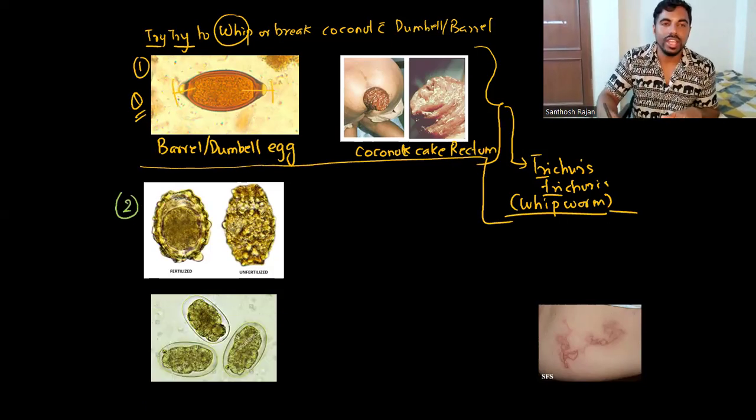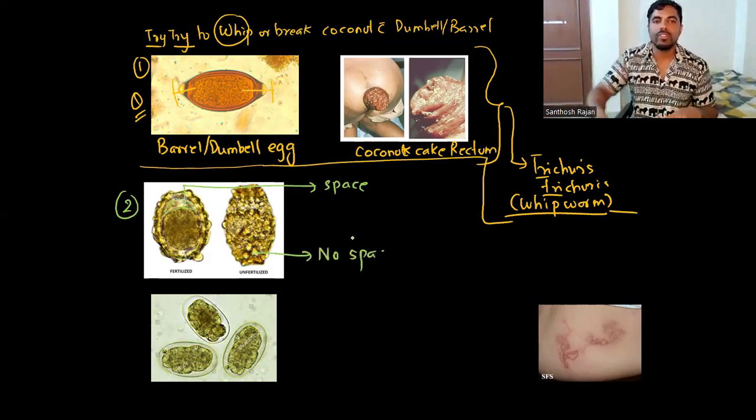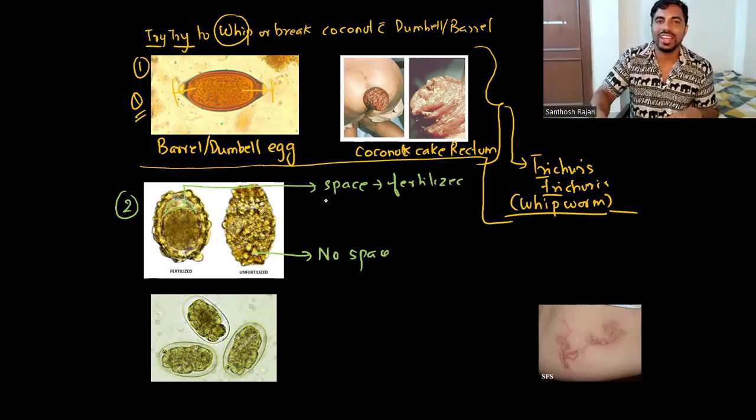Now the second image. Look at this. There is this egg, and you can see the embryo. In one there is a space, this crescentic space I'm talking about. In the other you see no space at all. If you have a space, then that is a fertilized egg. No space means a non-fertilized egg of what? Ascaris lumbricoides. Expected question.